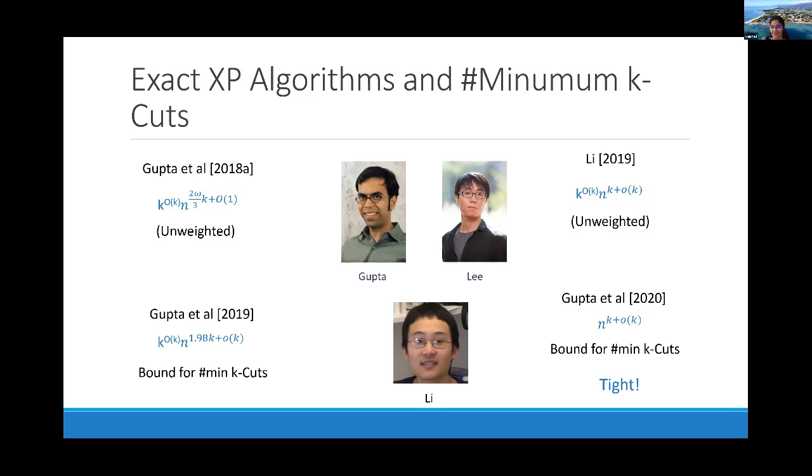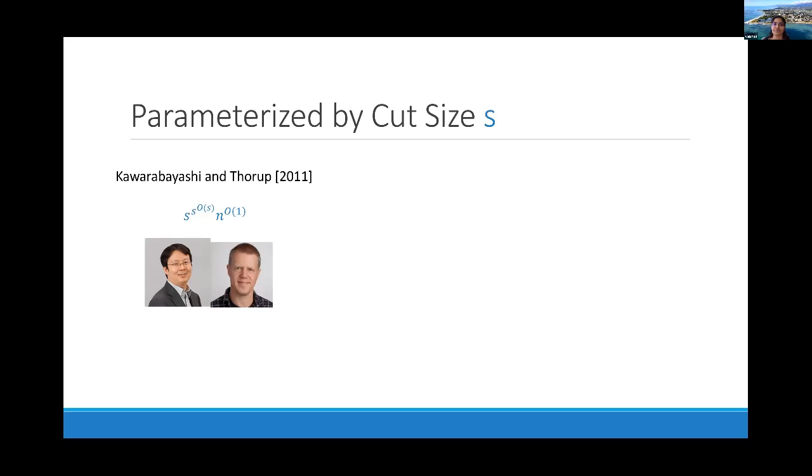The last result is really interesting, mainly because they reanalyzed the Karger-Stein algorithm and proved that it in fact runs in n to the k time, thus obtaining a bound plus an algorithm. So this essentially closes the first two directions of research. And for one more direction that I told you, parameterization by the cut size, this direction was begun by Kawarabayashi and Thorup in 2011.